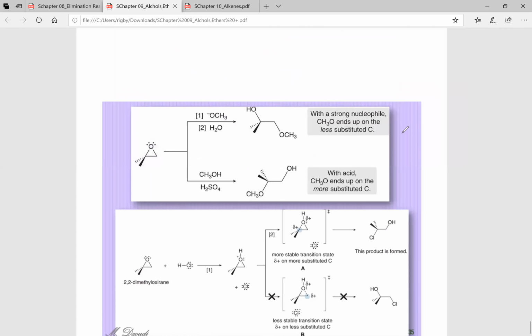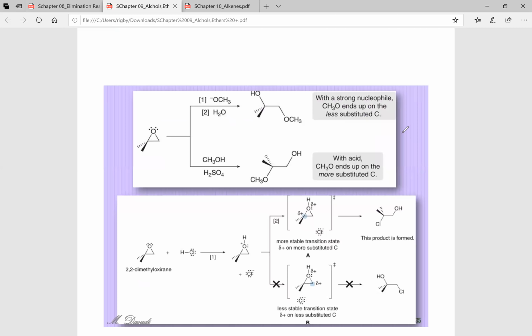So we can see here that there are two different types of epoxide openings. This one is a nucleophile driven one, and this is an acid catalyzed one. The nucleophile driven one puts this OCH3 on the less substituted carbon right here, whereas the acid catalyzed one puts this CH3OH on the more substituted carbon. Okay, does that make sense? And so that's the basic difference between these two types of epoxide openings.